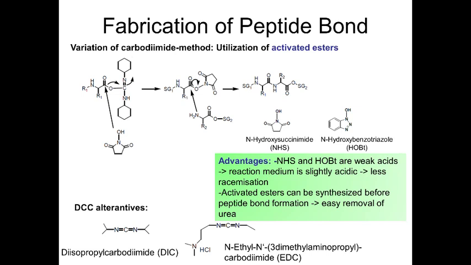Additional advantages. An additional advantage is that NHS or HOBt are weak acids, and as we have learned before, a reaction medium that is slightly acidic leads to less racemization. So it's not only the big advantage of being able to solve the purification problem of removing dicyclohexylurea, you also solve the problem of racemization, or you at least have less racemization in your synthesis when you use these activated esters.